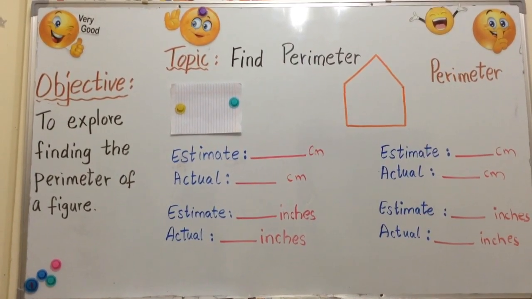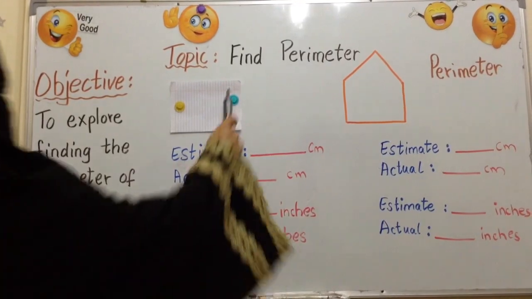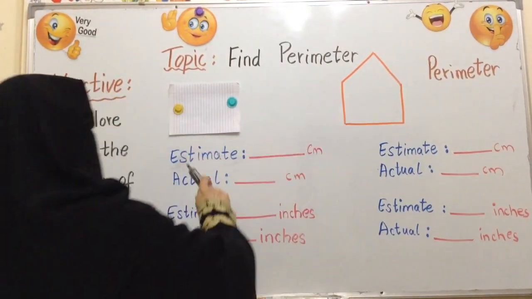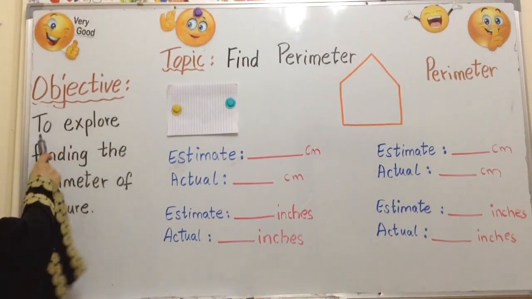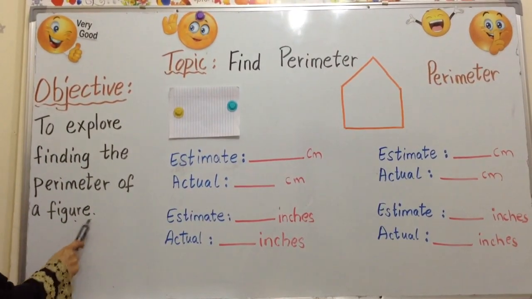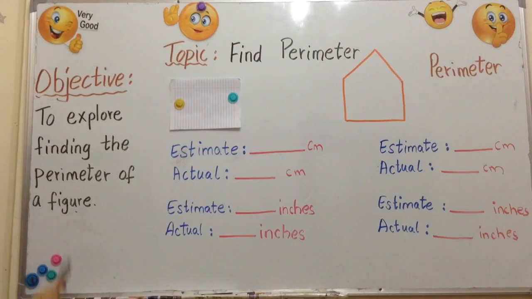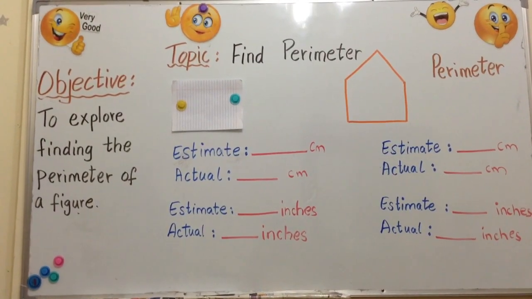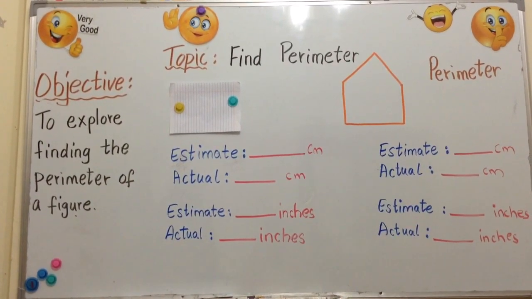Let's see today's topic. Find perimeter is our topic. So what's our objective? To explore finding the perimeter of a figure. That means we are doing it for any shape. Now first let us know the meaning of a perimeter.